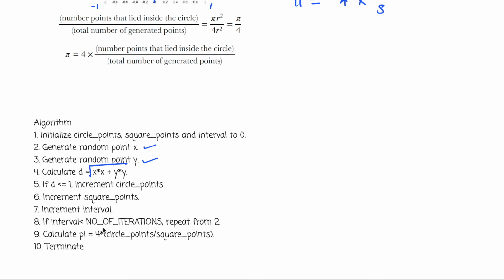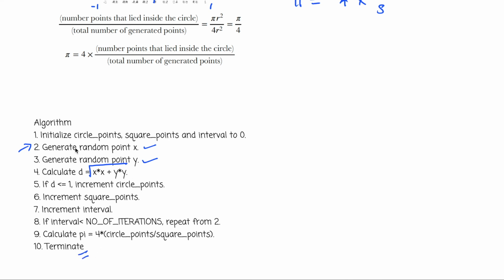If the interval is less than a certain number of iterations, we will repeat the step from this point, that is we will generate another point and we will continue. At the end, if the interval is no longer less than the number of iterations that we intended to do, then we will stop the loop. Then we will be calculating the value of pi is equal to 4 into circle points divided by square points. So this will be giving us the value of pi with an accuracy up to a certain number of decimal places. Then we will terminate the process.